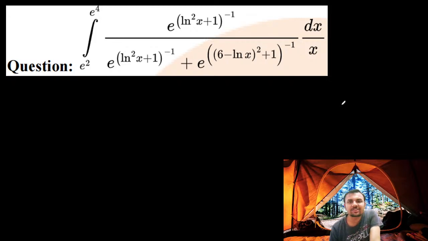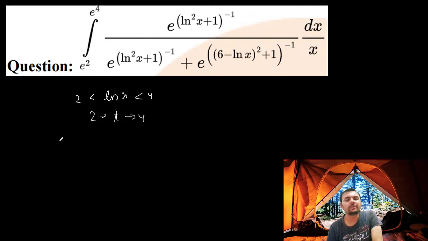So what will happen? The trick for this type of question comes out to be, if we put, so ln x is from e to the power 4 to 4. That means ln x will be from 2 to 4. So we'll put ln x equal to t. So t is from 2 to 4.